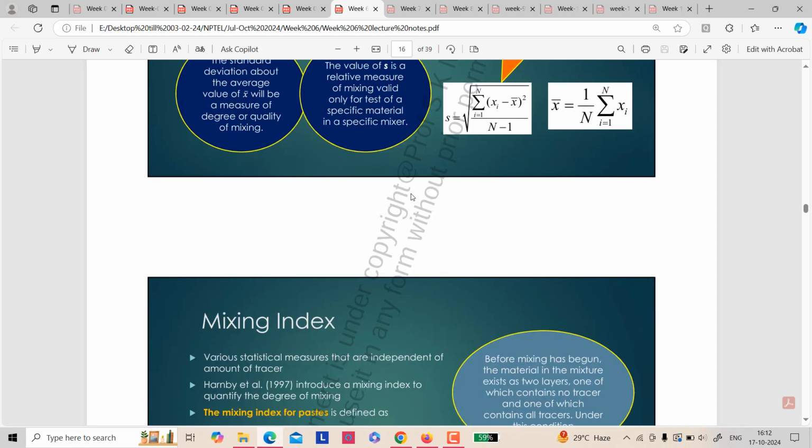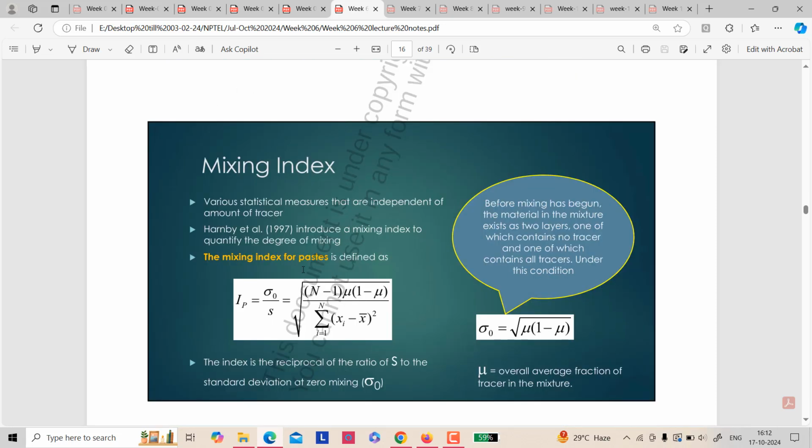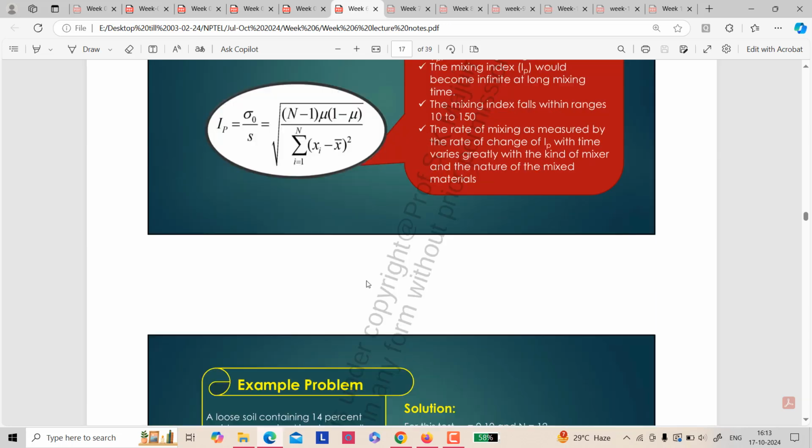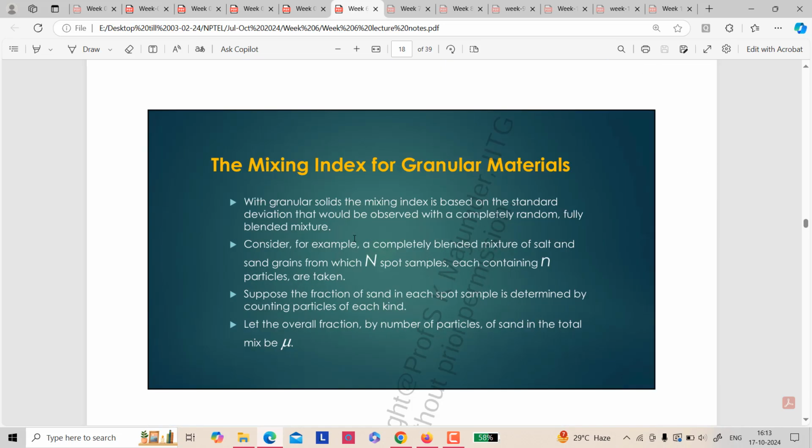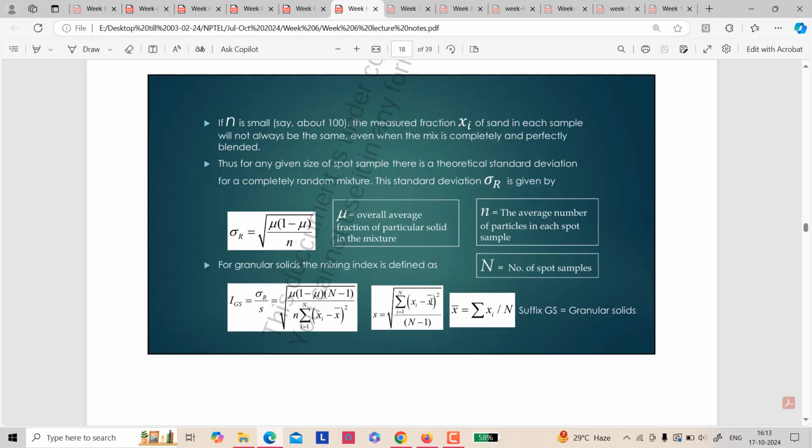So here you can see there is the mixing index, which is based on the standard deviation. This is the ratio of the standard deviation and zero mixing, and the reciprocal of the ratio of S. Again, this is the formula and these are some of the problems. These are the mixing indices for granular materials.